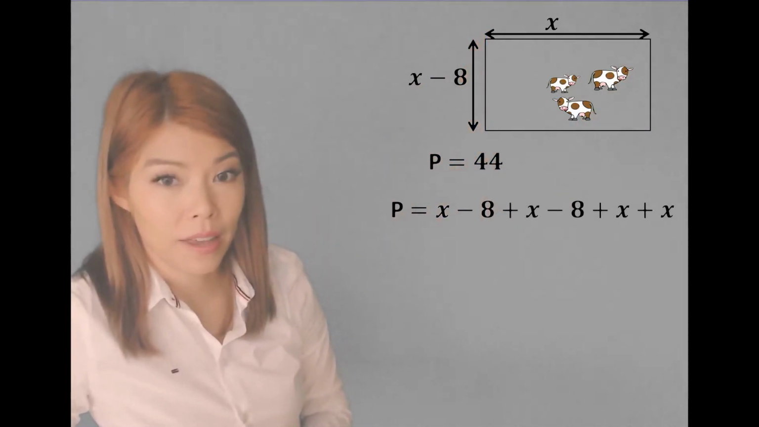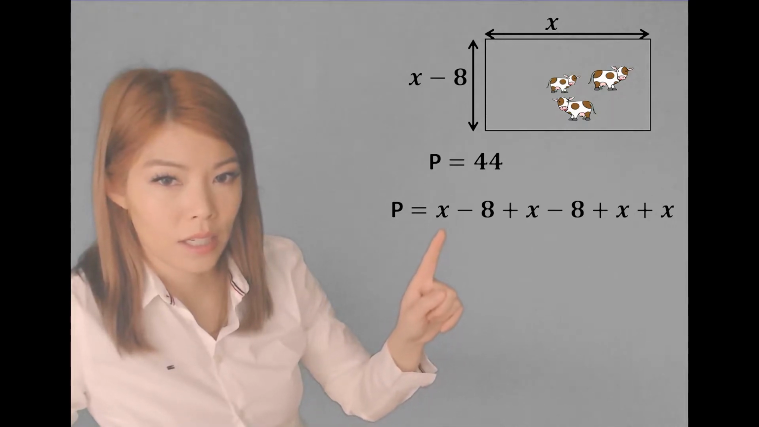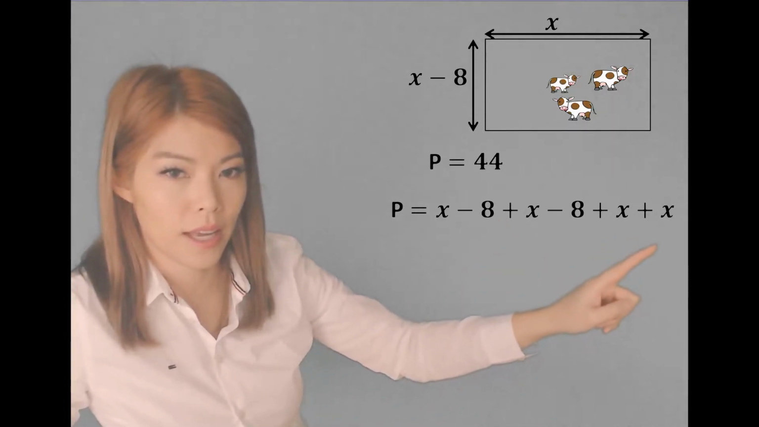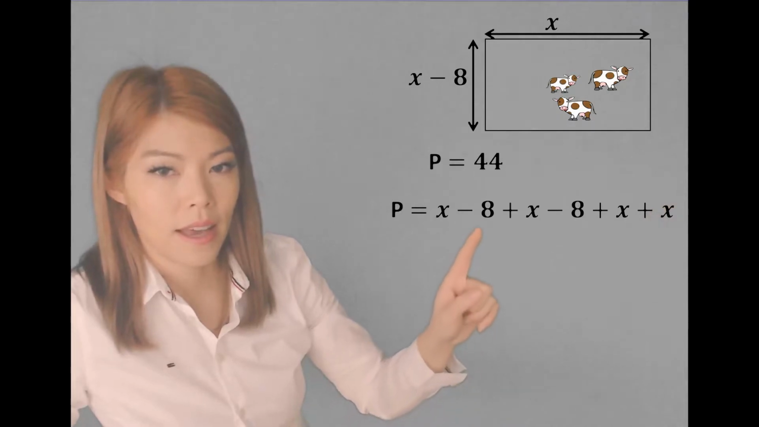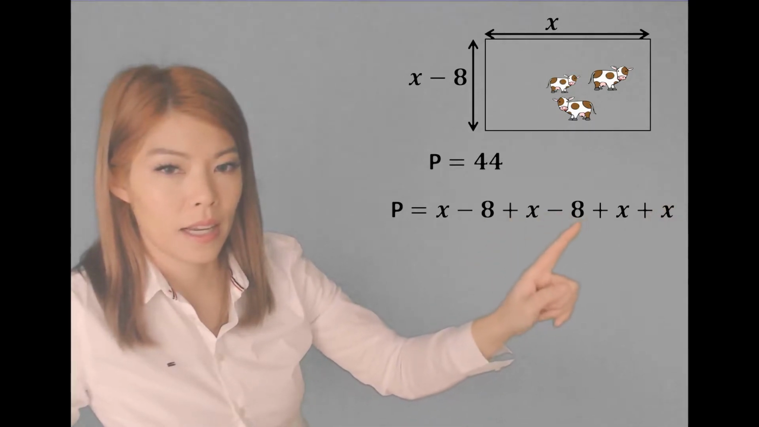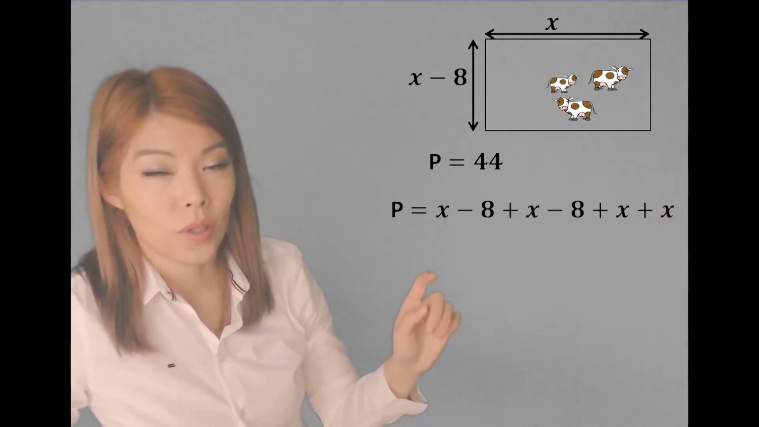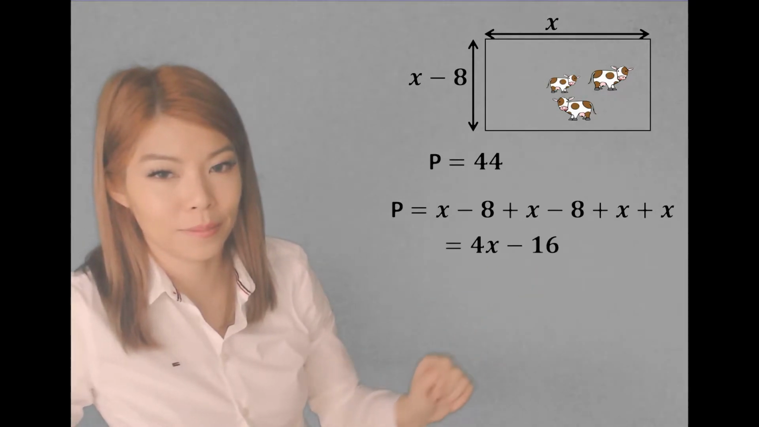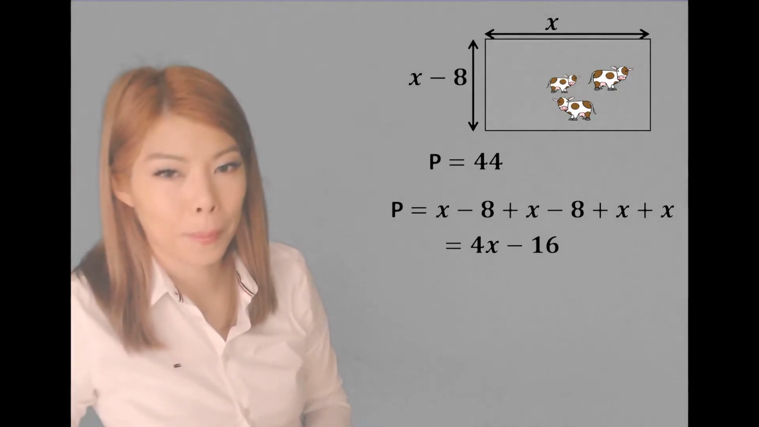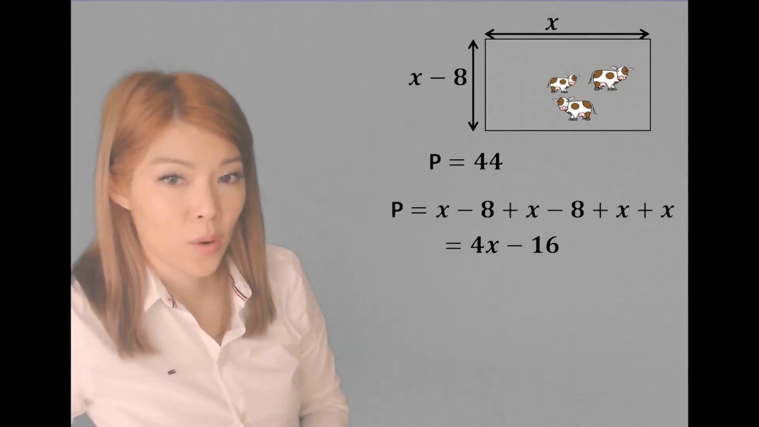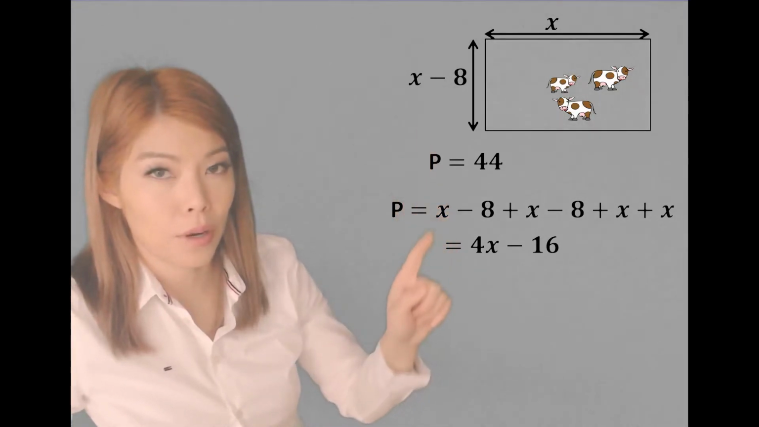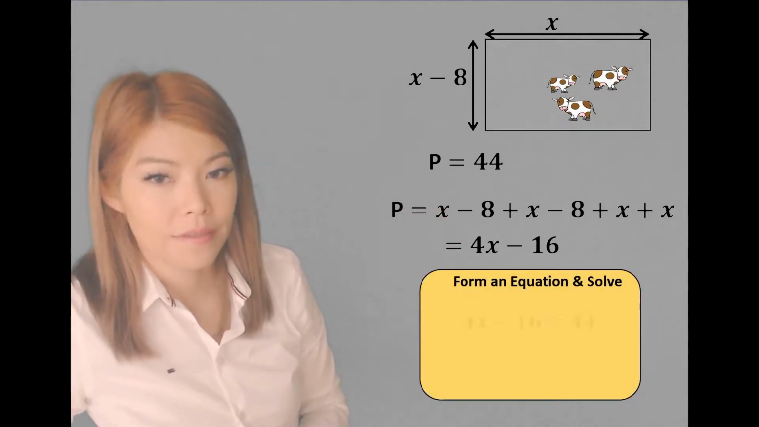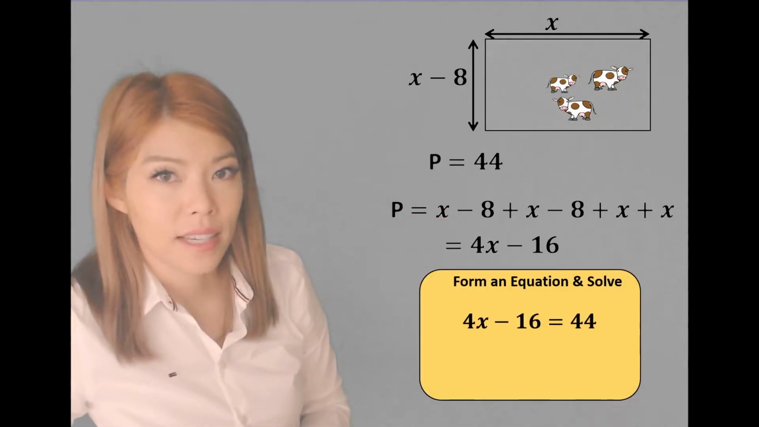And we simplify that. Let's look at it very carefully. Let's look for all the like terms. So the x's, there's 4 x's, and the numbers are minus 8 and minus 8. So that's minus 16. So we have 4x minus 16. Again, let's write an equation. These two are the same. They're both perimeters. So we have 4x minus 16 is 44.